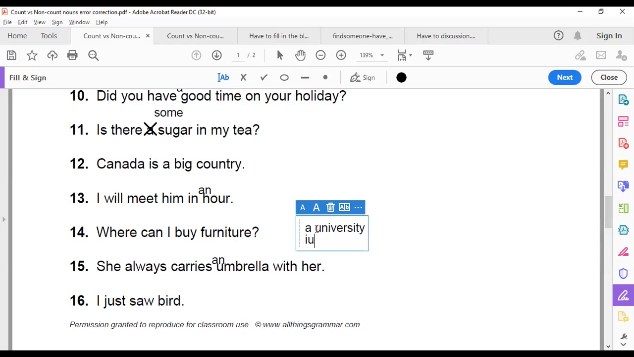No vamos a decir an university, never. Not like this, my friends. It should be that way. A university, okay? Thank you. But yes, we say an umbrella, pero si decimos an umbrella, okay? Umbrella.